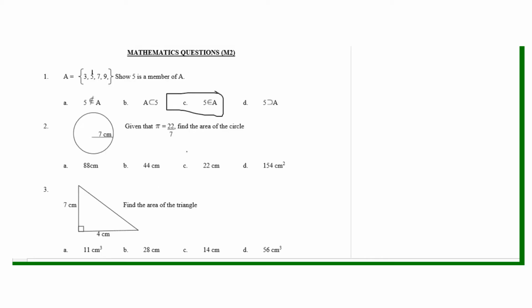Question 2 is saying that given that pi is equal to that, find the area. The area of a circle is pi r squared. So that would be 22 over 7 times radius 7 times 7. 7 into 7 is 1, and 7 into 7 is 1. So we're going to multiply across, so that's 22 times 7, and that gives us 154.